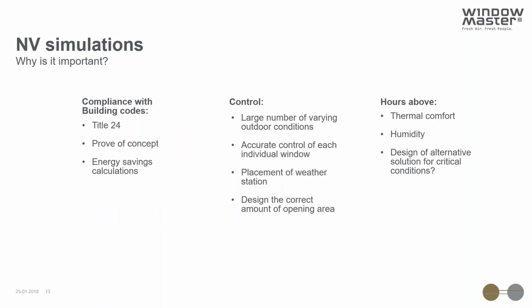But natural ventilation simulations are very important in relation to different areas. One is the compliance with the building codes. Right now in Title 24, that's actually not really a requirement for natural ventilation. There's more a requirement for the opening area used for natural ventilation. But one of the things that are important to prove with natural ventilation, and actually maybe the main goal of having natural ventilation, is to reduce or to increase the energy savings.